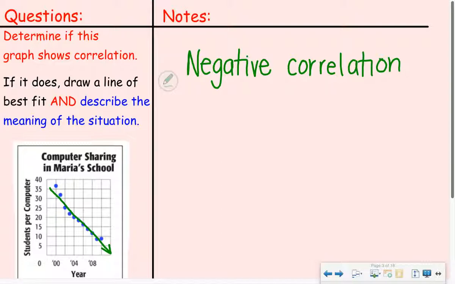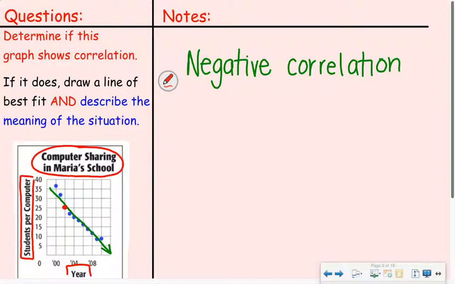So let's look at our labels in order to be able to do that. Our title of our graph is Computer Sharing in Maria's School. We have the year, and we have students per computer. So how many students shared a computer each year? One thing that can help you with describing a graph, if you're struggling, is taking two dots on the line and writing their ordered pairs.